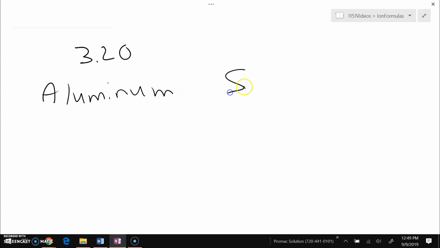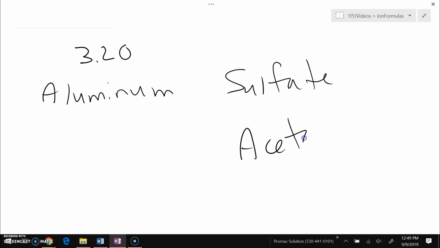So another question, it's number 26, but it was problem 3.20 on the homework. It's a complex question: you're combining aluminum and sulfate, and you're combining aluminum and acetate. So you're going to have two formulas in your answer that you separate with a comma. I'm not going to go and submit the answer, we're just going to work on these. Now, aluminum is just Al3+. You should have memorized that.